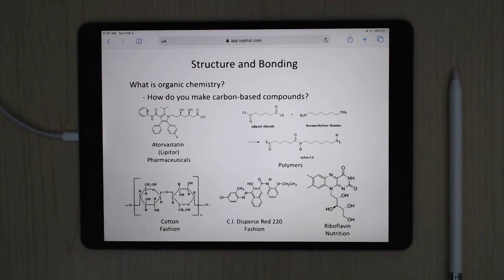With the plastics and polymers, nearly all of them are going to be organic based. But also other things like fabrics, whether they be cotton or synthetics like polyester. Those are all organic molecules, along with the dyes that color them. Most of those are going to be organic dyes. And since we're dealing with biological systems, if you're looking at nutrition, a lot of the vitamins are going to be organic based.